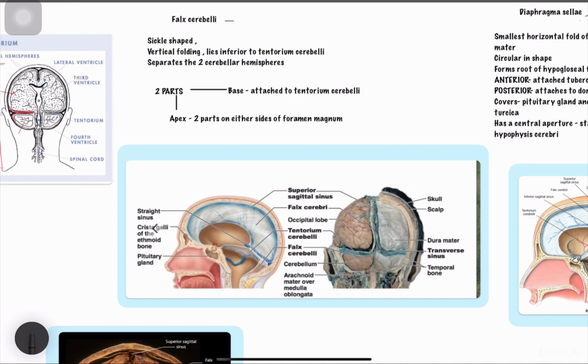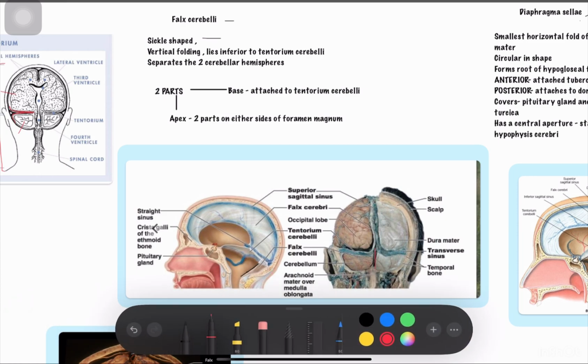So falx cerebelli is sickle-shaped again. This is a vertical folding and lies inferior to the tentorium cerebelli. So over here in this picture we can see that this region, let me draw it in red color, is the falx cerebelli, and this separates the two cerebellar hemispheres. This is the cerebellum. These are the two cerebellar hemispheres which are separated by the falx cerebelli.